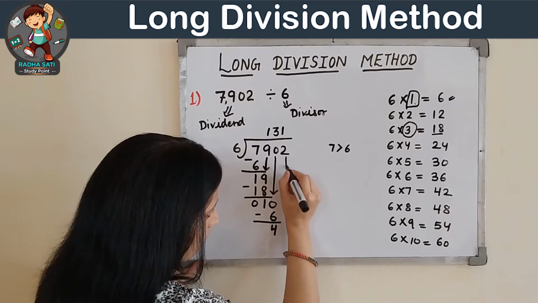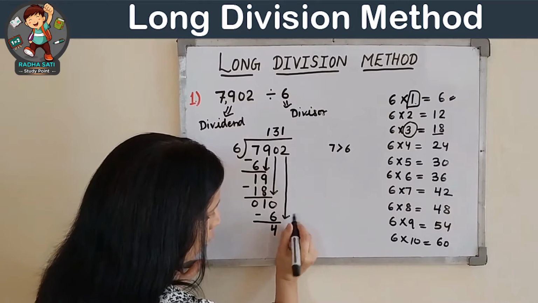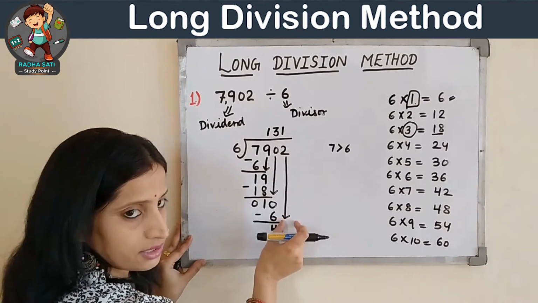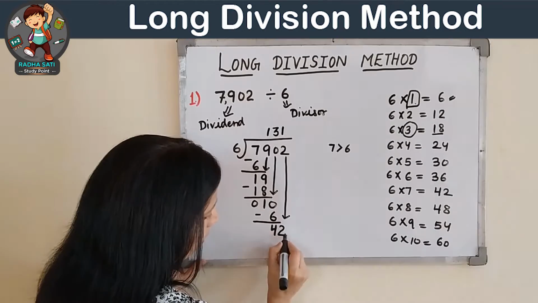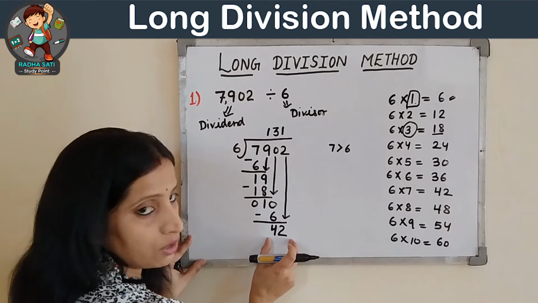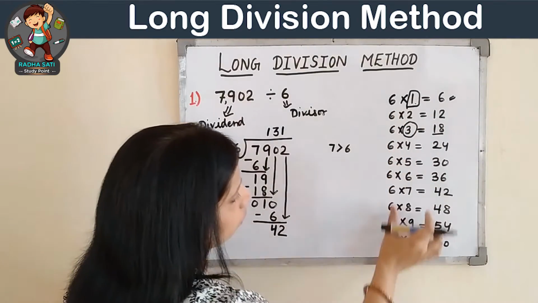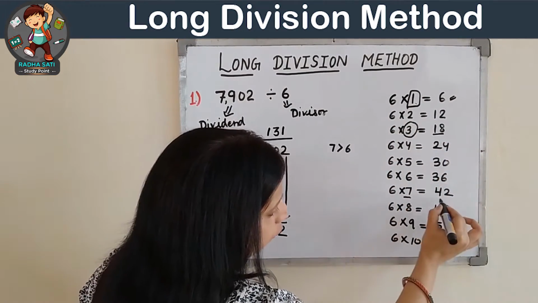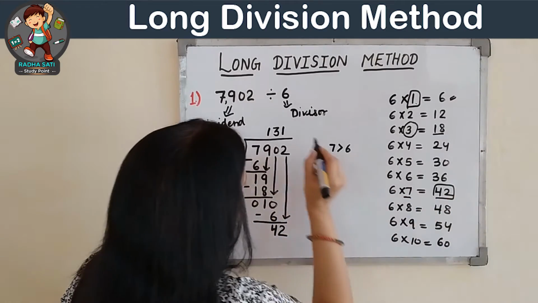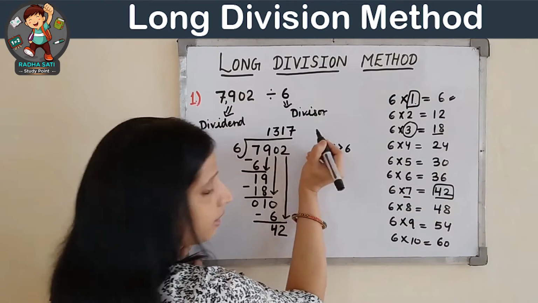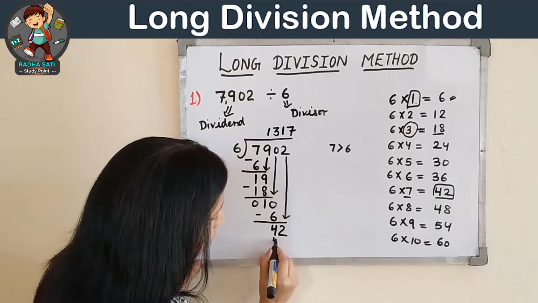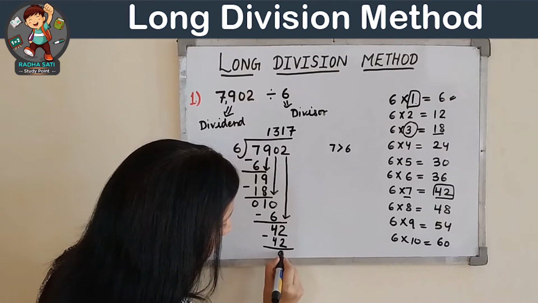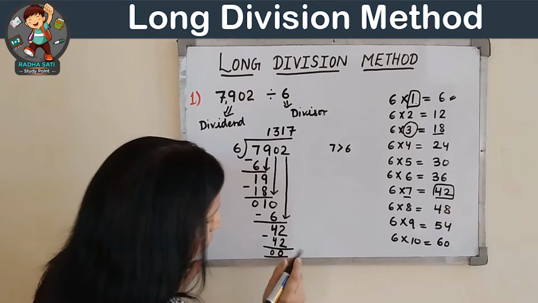Now again this last number is left. Because here 4 is less than 6. So we have to write down this next digit here. So we will write 2 here. And in the table of 6 now we will check for 42. So we can clearly see that 6 7 ja 42. So we will write now 7 here and 42 here. Now we will subtract again and we will get 0 0.